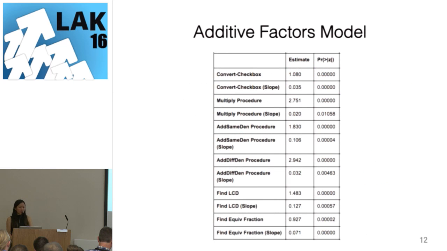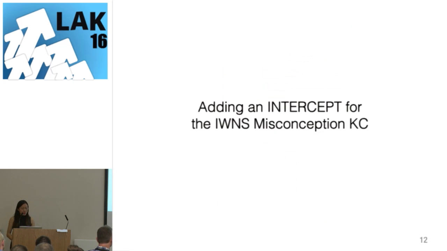All right, so I'm not going to go through all of these coefficient estimates, but just to give you a sense, the additive factors model is essentially going to give us an ability estimate for each student. That's the student intercept. And in addition, for each of the normal skills in the KC model I had shown you earlier, it's going to give you a sort of easiness estimate of that skill, and it's going to give you a learning rate estimate of that skill, and that's what the slope refers to in those.